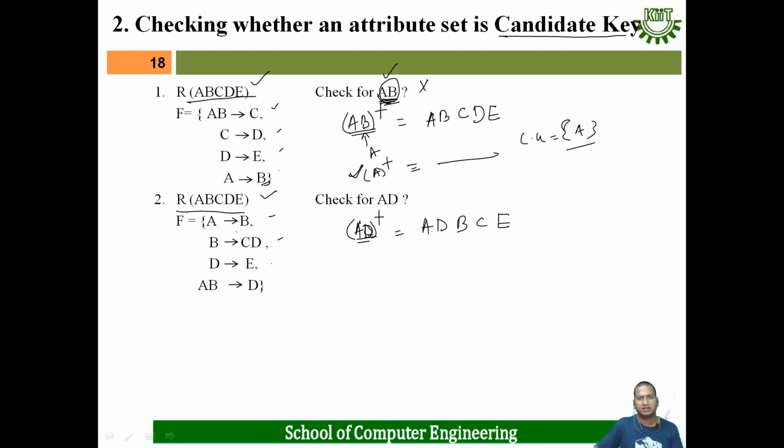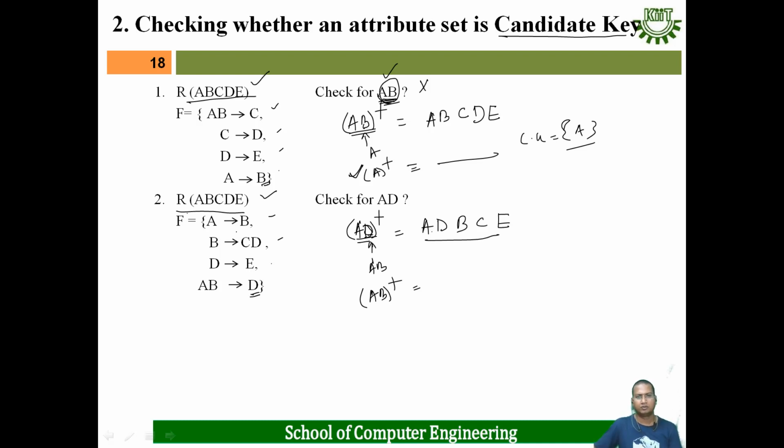Whether A or D, any attribute is present at the right hand side or not, we have to check. Yes, D is present. That means D can be replaced by AB. That means now it will be AAB, which is nothing but AB. Now AB closure is determining ABCDE. That means AB can be a super key.